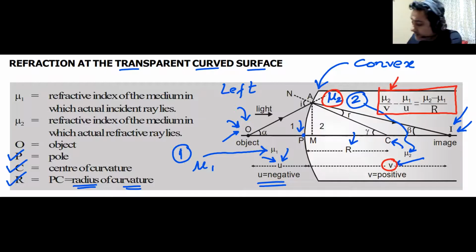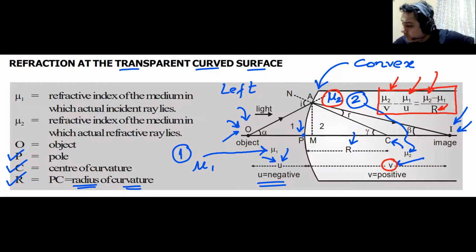Refraction is happening in the second medium. Mu1 is the refractive index of the incident medium, and U is the distance of the object in the first medium. Do we understand this? Yes, sir. That is equal to mu2 minus mu1 divided by r, where r is the radius of curvature. Do we understand this? Yes, sir. We'll have to remember this formula.